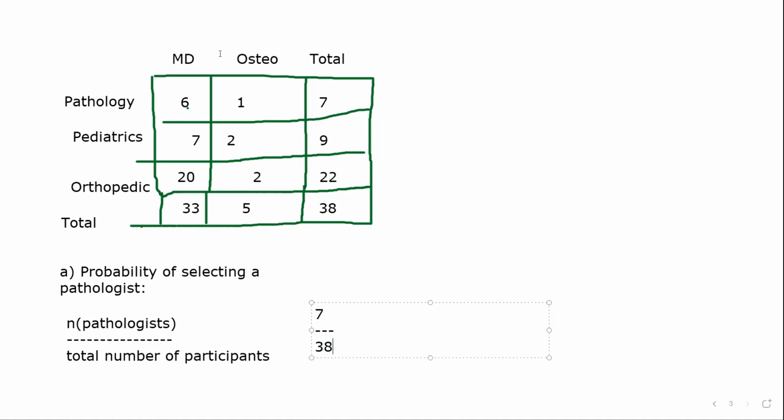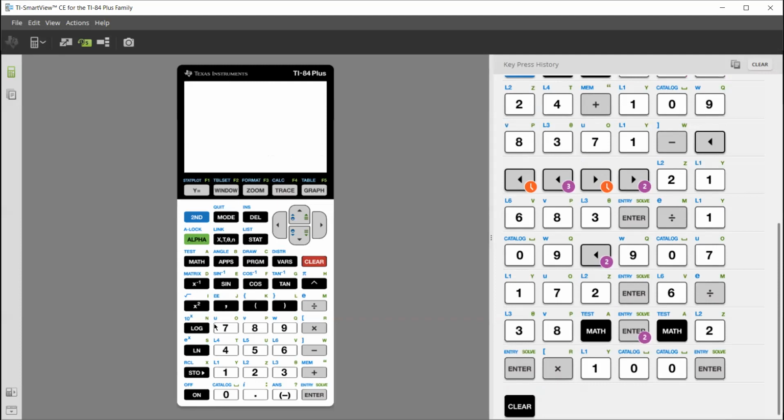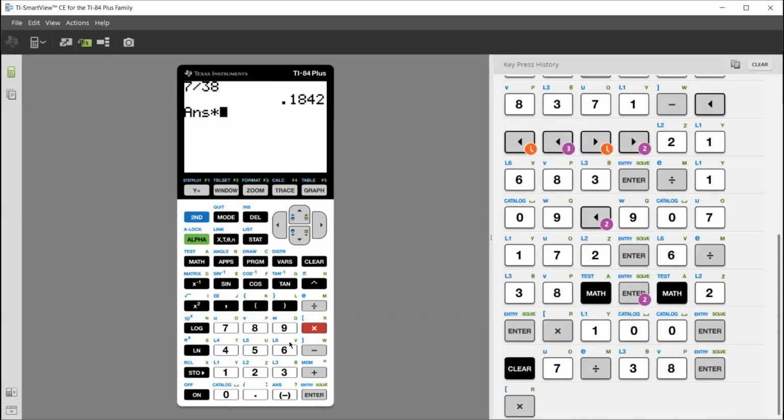Let's do the math one more time here. So we get 7 out of 38. This one doesn't reduce because 7 is a prime number, and we get 0.1842, and that's 18.42%.